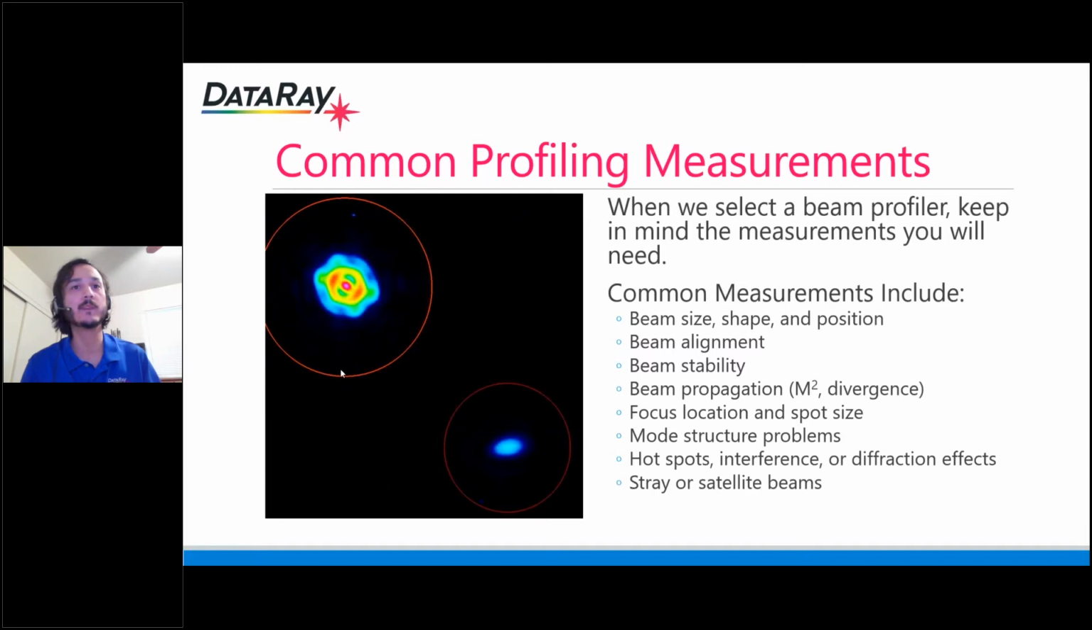So we have beam size, which is really common, diameter measurements, the shape, whether it's Gaussian or top hat or anything else, the position of the beam, beam alignment and beam stability. Beam propagation is usually really important, measured by the beam quality M squared or the propagation ratio M squared, and the divergence is common. You also look at focus location, mode structure problems, hotspots, interference. You can also see if you have any stray or satellite beams from some reflection or something else.